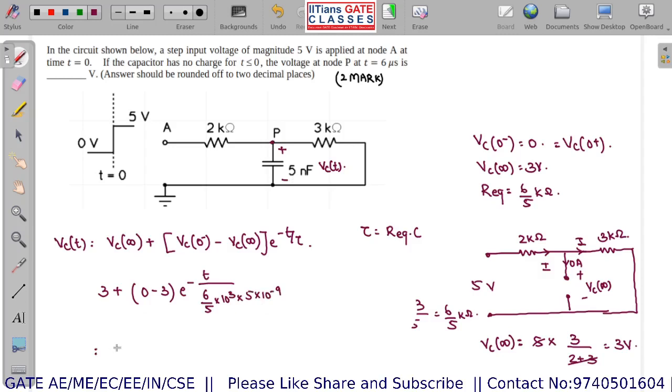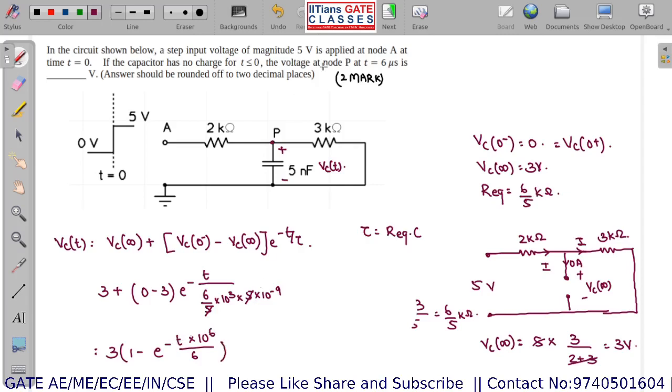Now look here very carefully. This will be 3(1 − e^(−t×10^6/6)). This 5 gets cancelled and 6 is here, and this t is in seconds. This t is in seconds because I have taken R equivalent as 6/5 × 10^3, that means in ohm, and the capacitor in farad. Whenever ohm and farad get multiplied, it is a unit of time. So this is second.